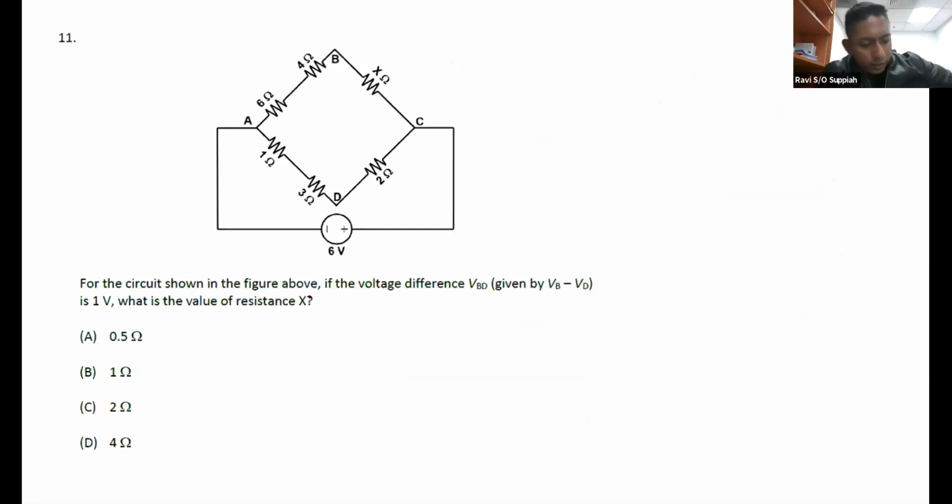Okay, so let's look at this. Here we have a circuit. Find the value of resistance X. We are given that the voltage difference between B and D is 1 volt. So this voltage difference here is 1 volt.